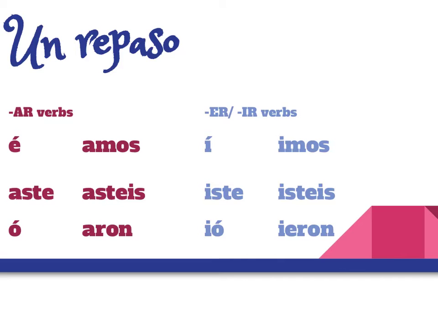A second tense, the imperfect tense, el imperfecto, also refers to the past, but without indicating specifically when the event or condition begins or ends. We're going to talk more about the imperfect and when you use that versus the preterite pretty soon.